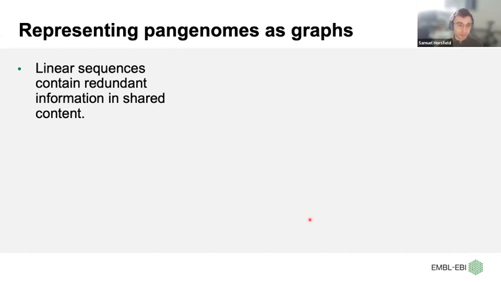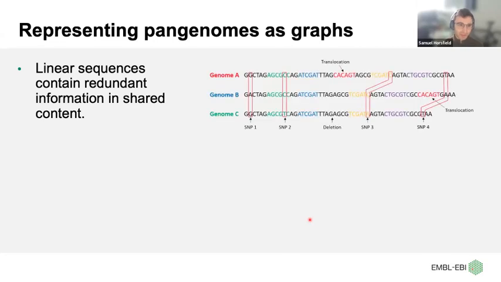So a genome can be represented as a one-dimensional string of A, C, Gs, and Ts. And they contain redundant information in the form of shared gene content. So if we were to look at 3 different genomes, A, B, and C, and align them based on their linear sequences, it's very easy to identify small variants, so SNPs, single nucleotide polymorphisms, using this type of approach. And this is why SNP-based variant calling is so popular, because it's easy to do when representing genomes as linear strings.